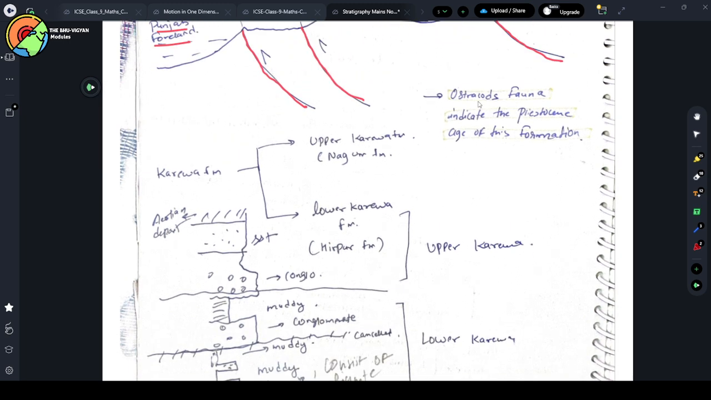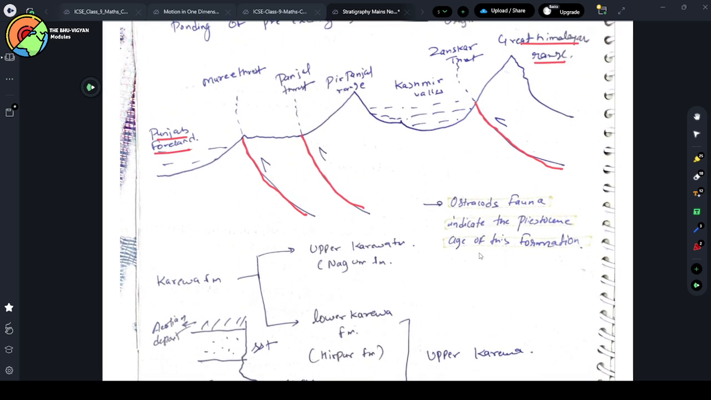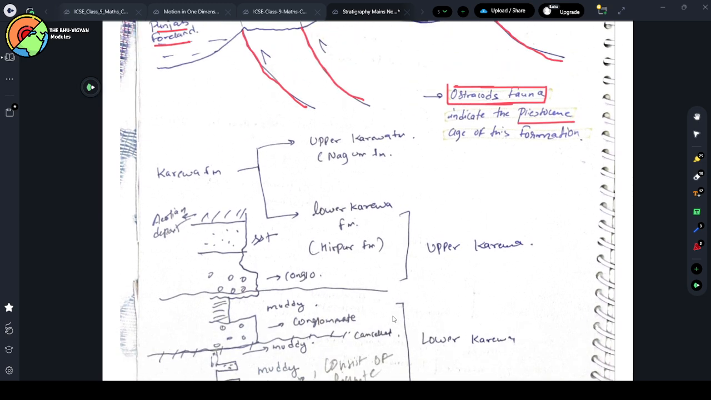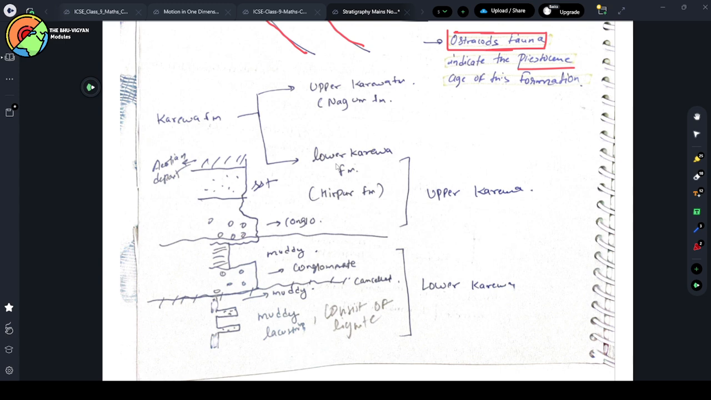Now here I have written one important point. Ostracod fauna indicates the Pleistocene age of this formation. So from the ostracods we got to know that the age of this formation is Pleistocene. Okay. Now if we talk about the Karewa formation, it is divided into two parts, the lower Karewa and the upper Karewa formation. Lower Karewa is also known as Hirpur formation and upper Karewa is known as Nagum formation.